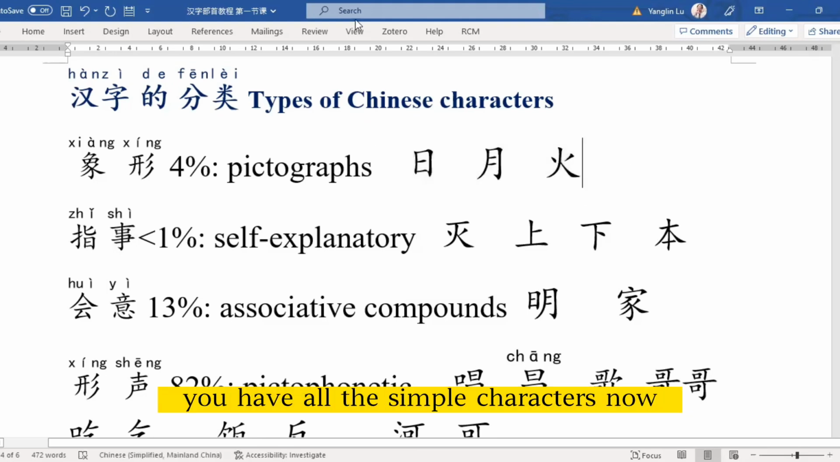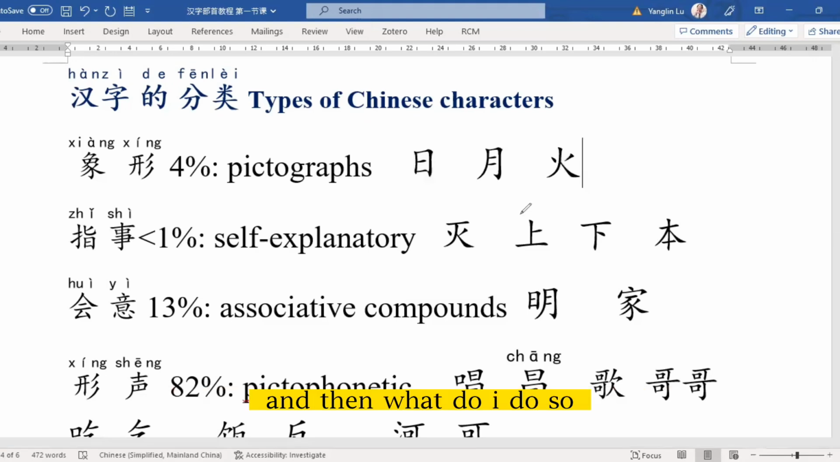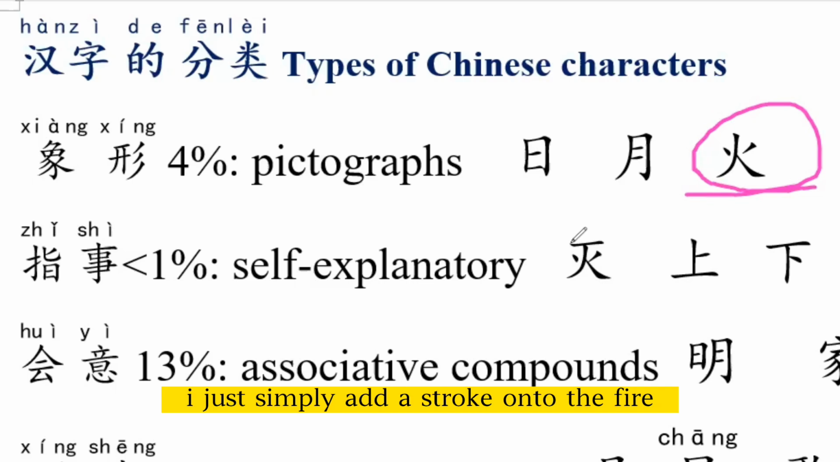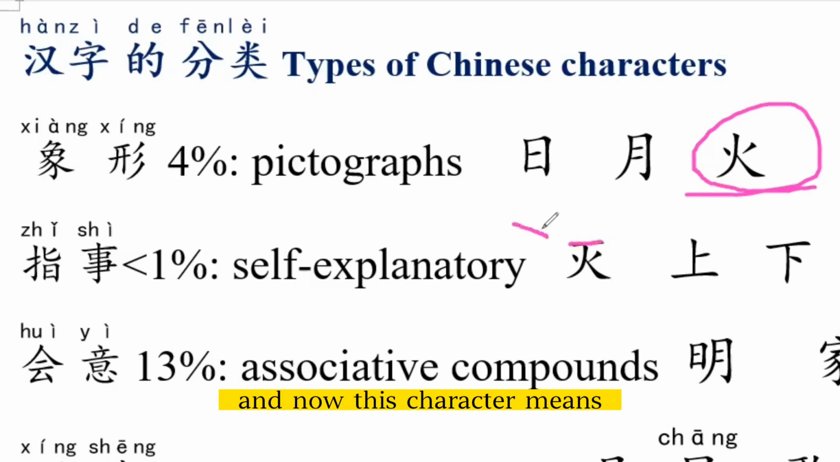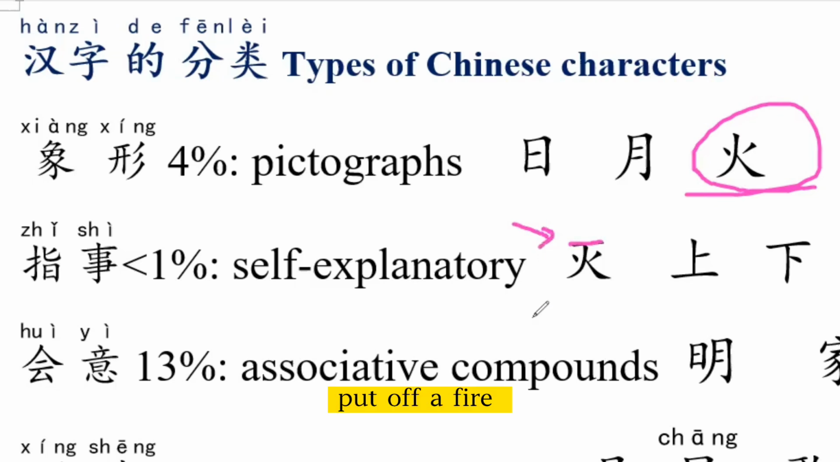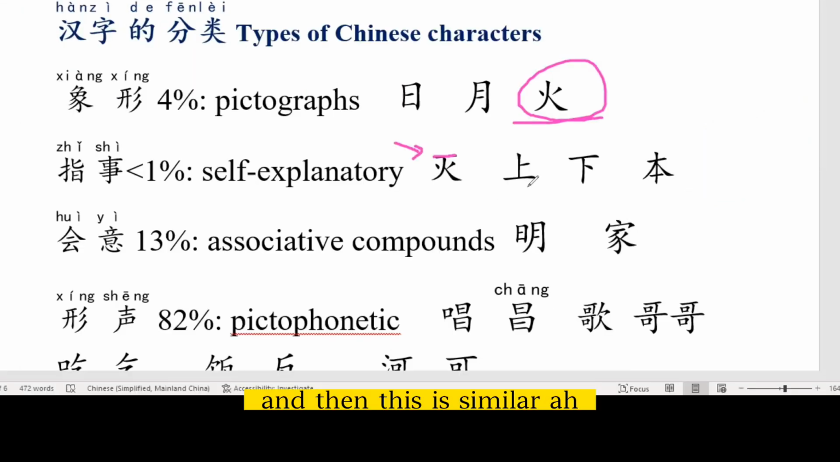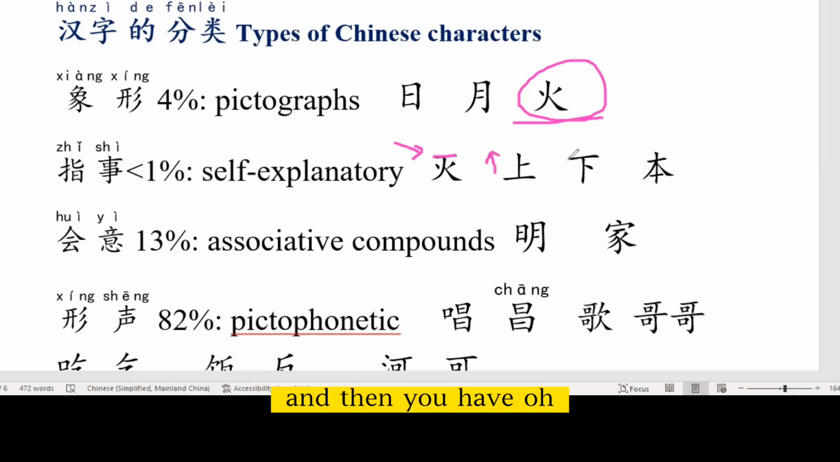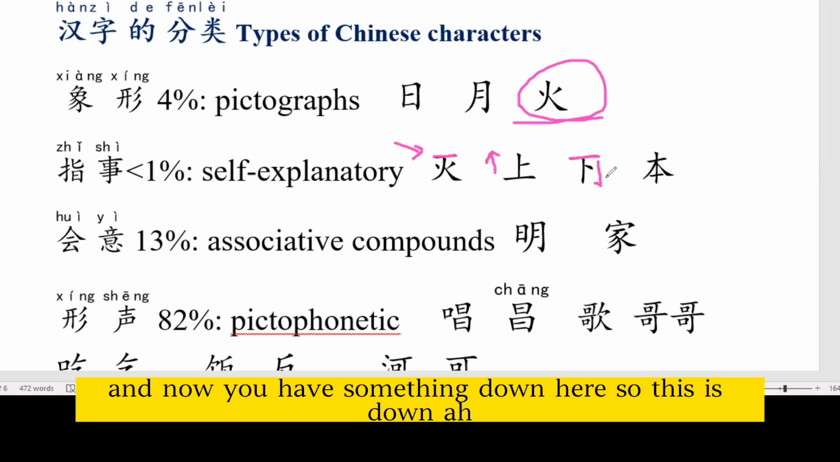These 指示 characters are built upon those pictograph characters, okay? You have all the simple characters now, and then what do you do? Take the fire as an example. You have fire here. Now I simply add a stroke onto the fire, and now this character means to put off a fire. And this is similar: you have a 1, and then you put something on top. So this is up. And then you have, let's say, a line, and now you have something down here. So this is down.